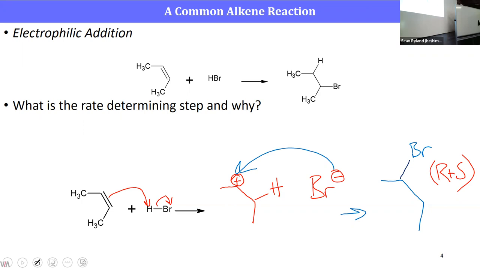So you're starting from something that's relatively stable, and then we wind up making something less stable. So that's usually going to be our slowest step, if we're making an intermediate that's less stable than we started with. What would the rate law look like? What would we expect it to look like?